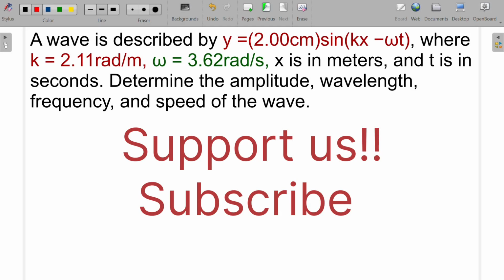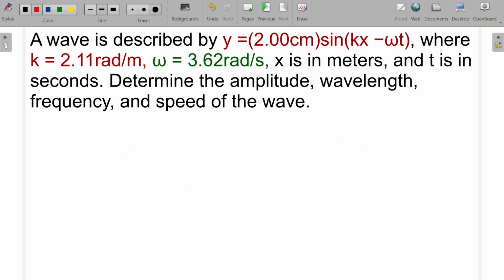Hello viewers, so we have this question that says a wave is described by y is equal to, so we're given the function and we're given k is equal to 2.11 radians per meter, omega is equal to 3.62 radians per second, where x is in meters and t is in seconds. Determine the amplitude, wavelength, frequency and speed of the wave.